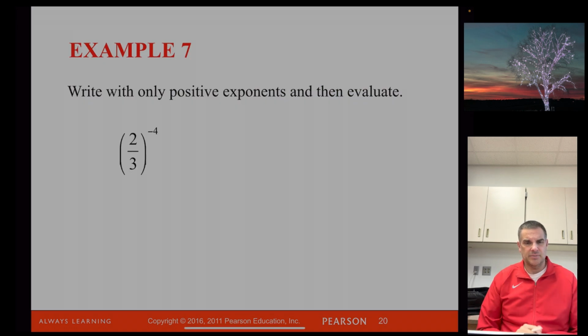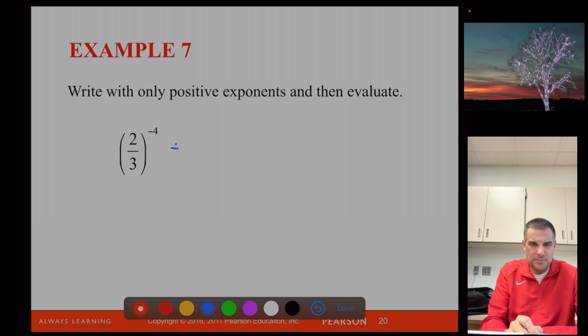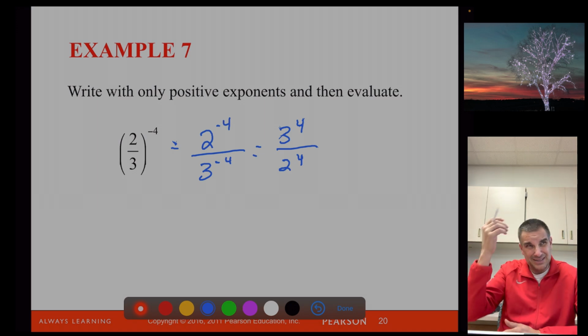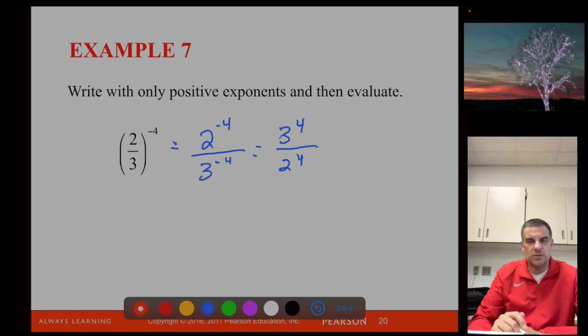Okay, so let's look at some examples. So I would rewrite this. My way to do this is to just say 2 to the negative 4th over 3 to the negative 4th. And remember, you can't have negative exponents. So you're going to have 2 to the 4th and 3 to the 4th, and then whatever that is, 81 over some big number.